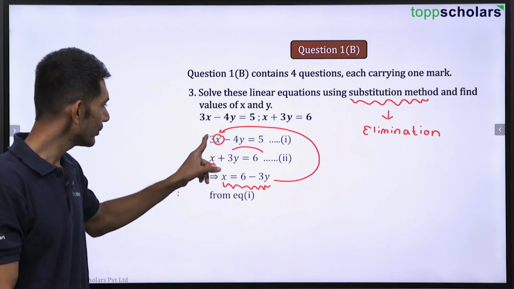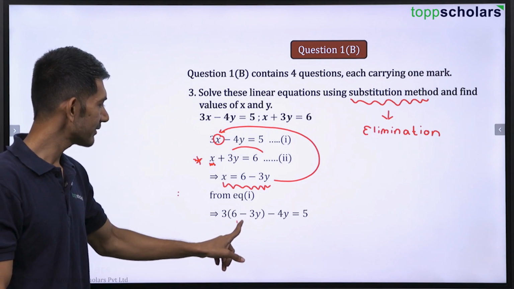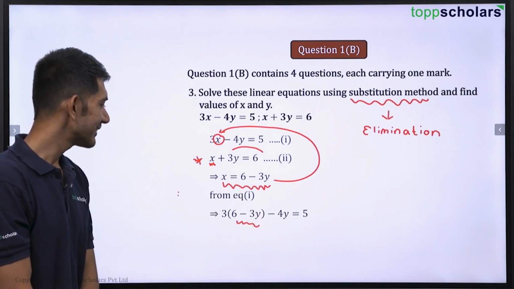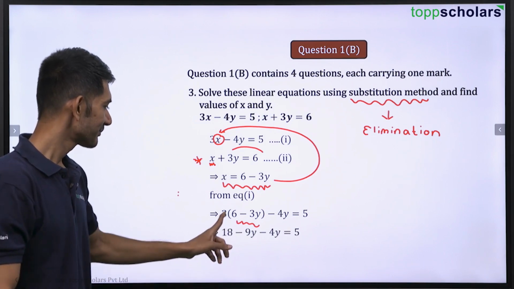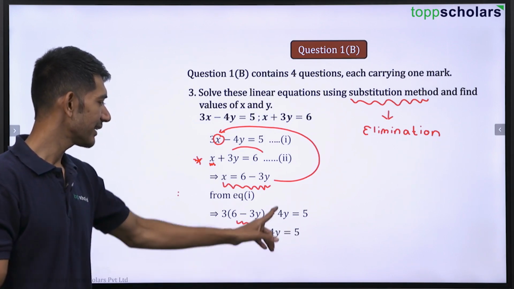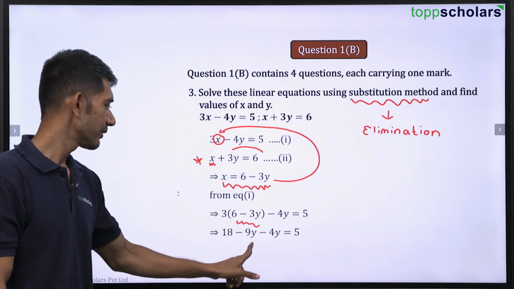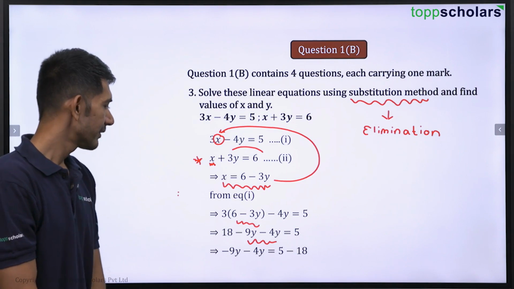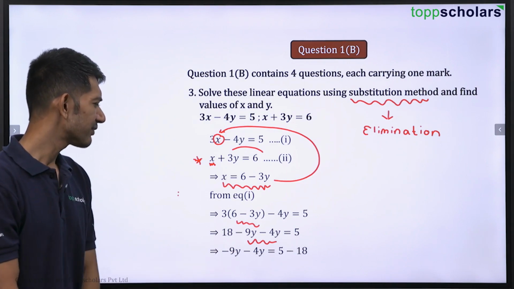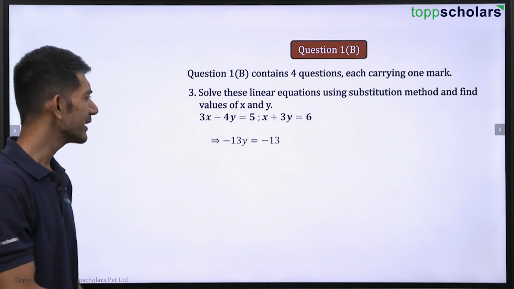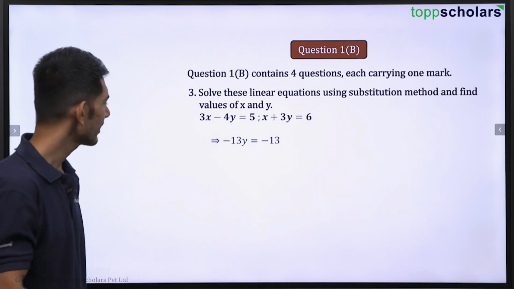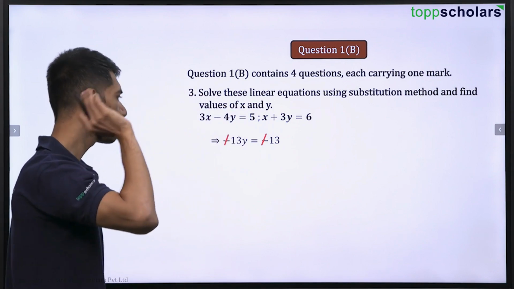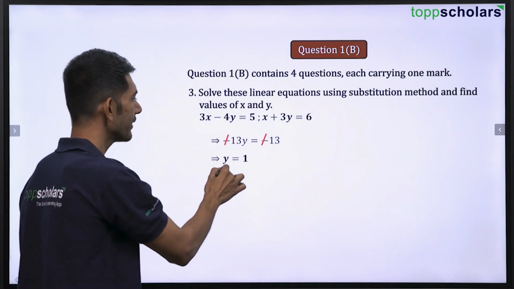So 3 into 6 minus 3y minus 4y is equal to 5. Then multiply inside. 3 6 is 18. 3 into minus 3 is minus 9, minus 4y is equal to 5. So minus 9y minus 4y is minus 13y, right? And then you solve that further. I don't think I need to tell you this because this is basic arithmetic, right? This gets cancelled, or you can divide by minus 13. Y is equal to 1 basically. You get y is equal to 1.